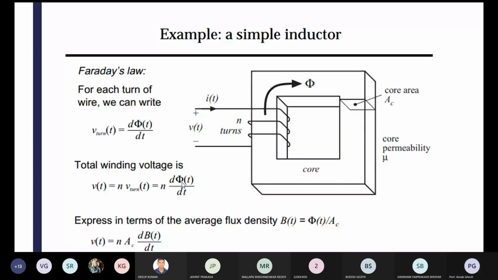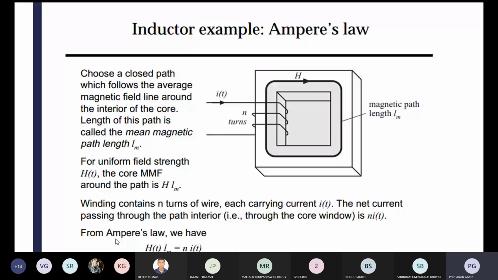Now the inductor example for Ampere's law. Choose the closed path; that total path is closed, and the magnetic flux line length is Lm. The length of the path following the magnetic field line around the interior of the core is called the mean magnetic path. The flux line does not flow through the entire path; it will flow only along the least magnetic path. So the mean magnetic path is definitely less than your total path. For a uniform magnetic field strength H, the core MMF around the path is equal to H into Lm.